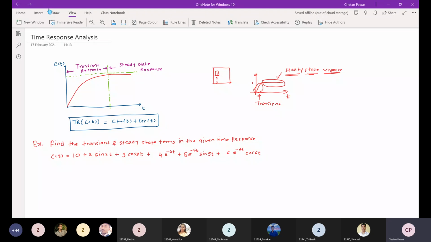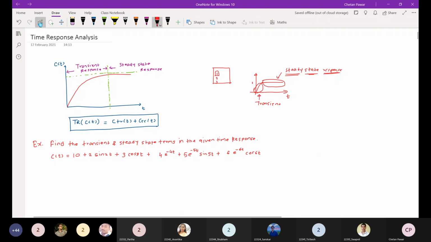Here you can see, in this time response graph, the output response with respect to time. This part is called the transient response, and after that, this part is called the steady state response. When the transient dies out, whatever response remains is called the steady state response.